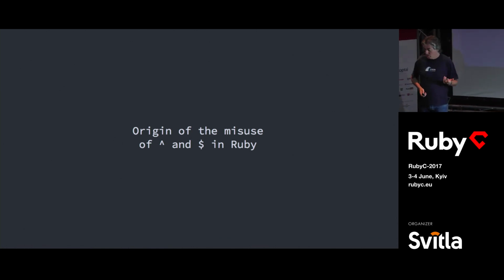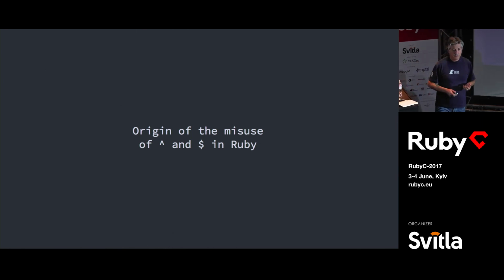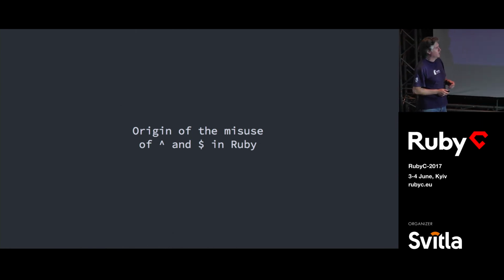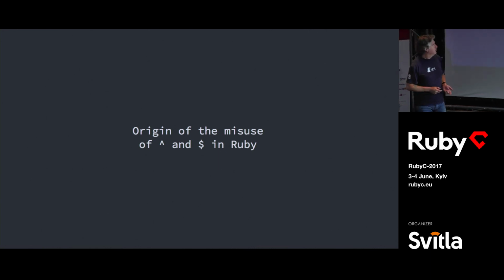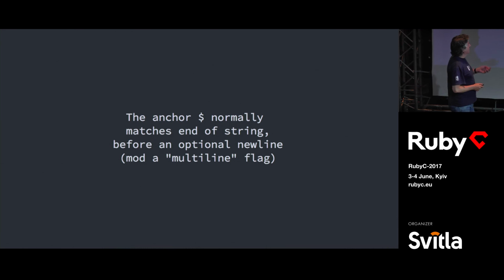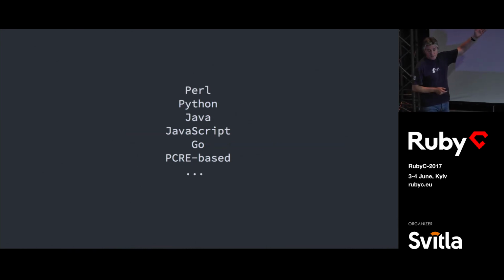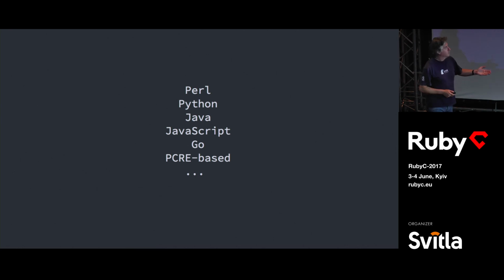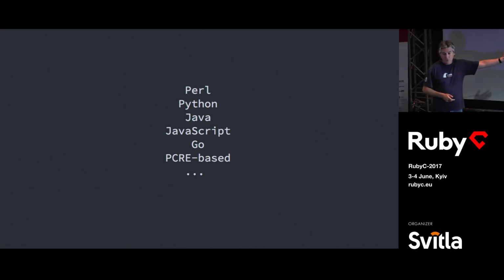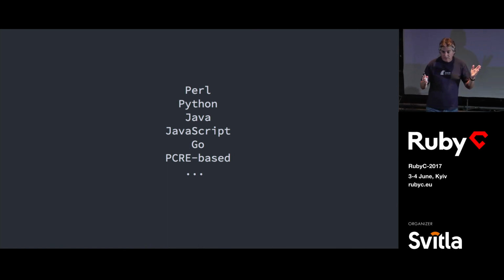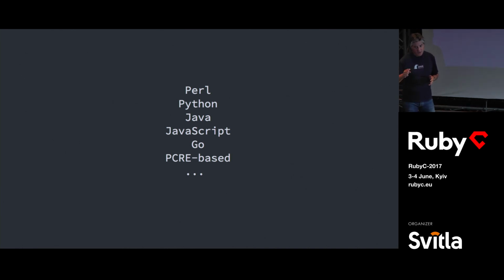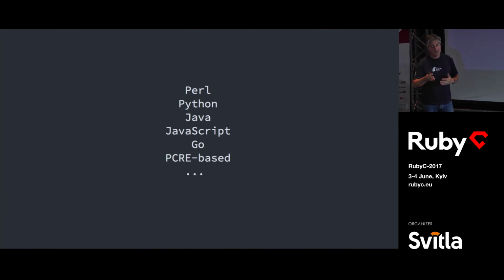Why do we misuse these anchors in Ruby quite often? We've seen this in the Rails code base even. Because Ruby is exceptional. In Perl, Python, and most of the languages, the anchors caret and dollar mean capital A and capital Z. Well, the capital Z is still weak. You are allowing a trailing newline, but oftentimes that's not a problem.